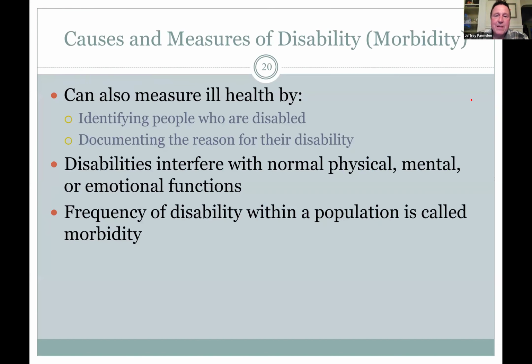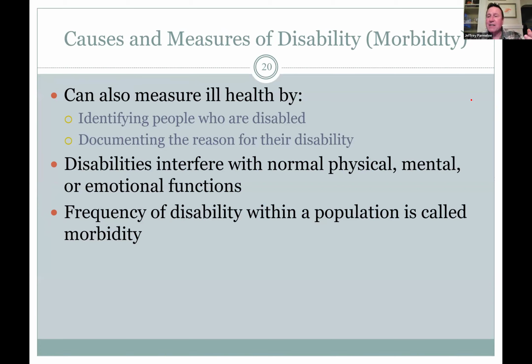Yeah. All right. So how are we going to measure this ill health instead of just causes of death, right? So you can look at disability. And as I mentioned, there's various definitions of disability.